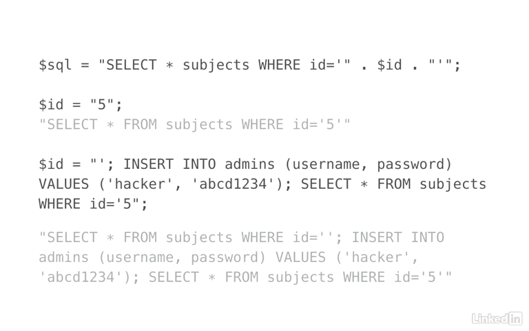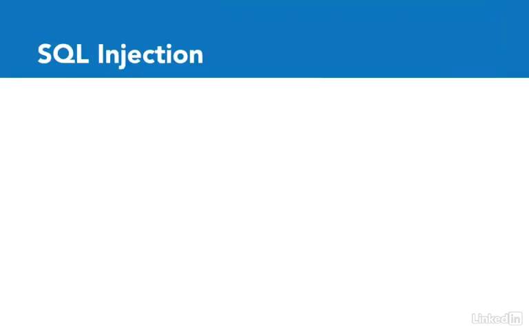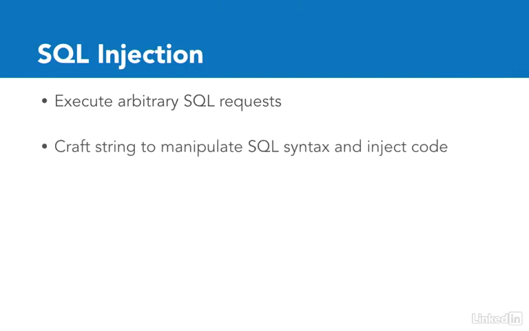This process is called SQL injection. SQL injection is when a hacker is able to execute arbitrary SQL requests. The hacker sends in a carefully crafted string that manipulates the standard SQL syntax and injects their SQL code into ours. That's why it's called injection. They're adding their code into our code.